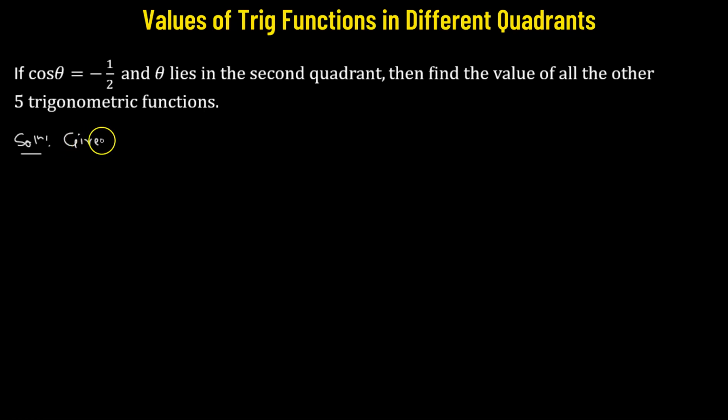So here we have cosine of theta equals -1/2. Now, since we have the value of cosine theta, we can obtain secant of theta. Since secant of theta is defined as the reciprocal of the cosine function, the reciprocal of -1/2 will be simply -2. Now we need to understand the sign.